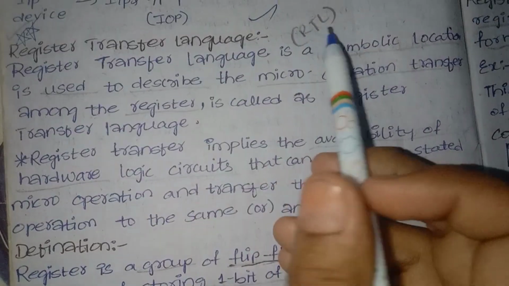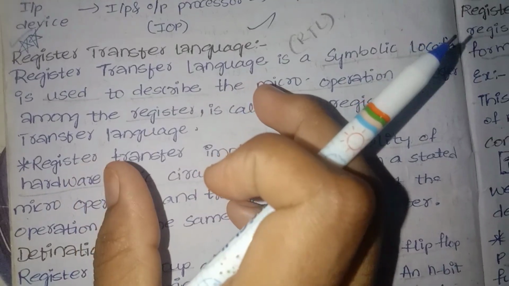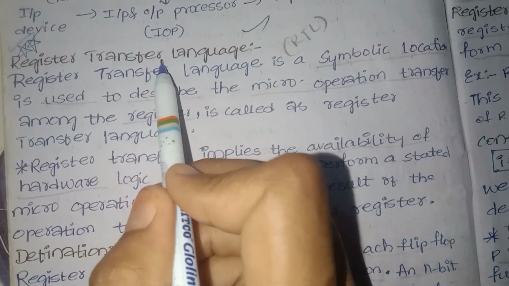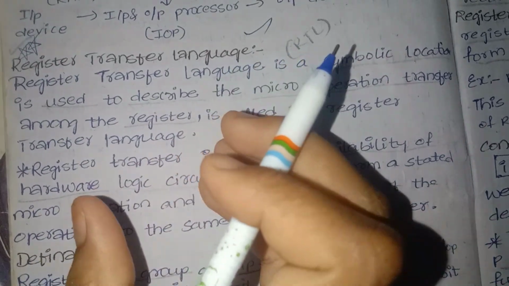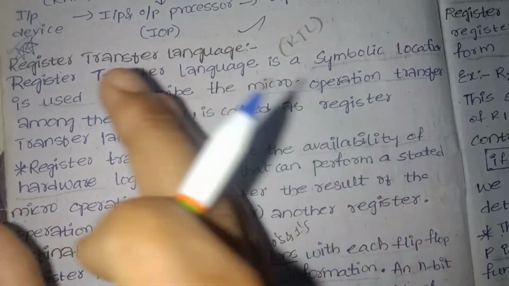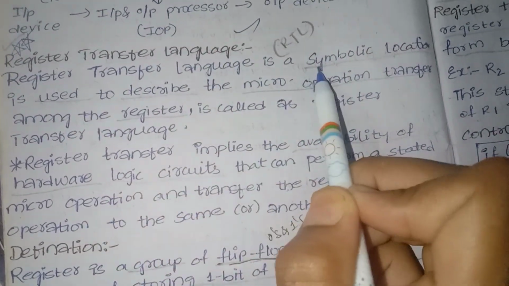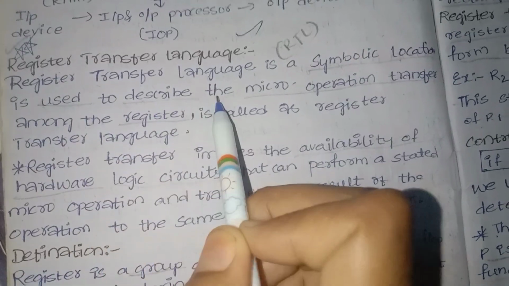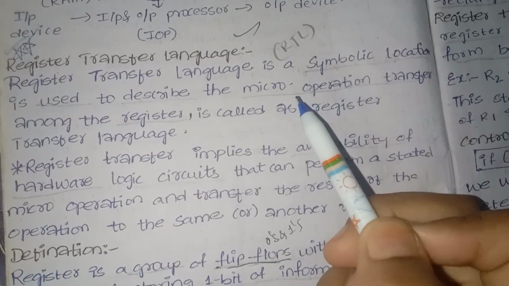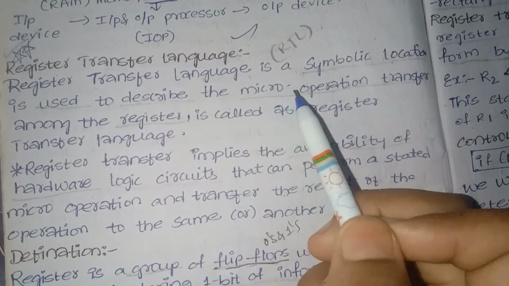RTL is an important concept and a common question. Register transfer language: the name itself explains the concept. It is a process of storing information in register format and transferring it with a symbolic representation, with arrow marks showing from where to where, known as register transfer language. Symbolic notation is used to describe micro operations, like adding two registers and transferring from which register to which register. It is transferring the information.